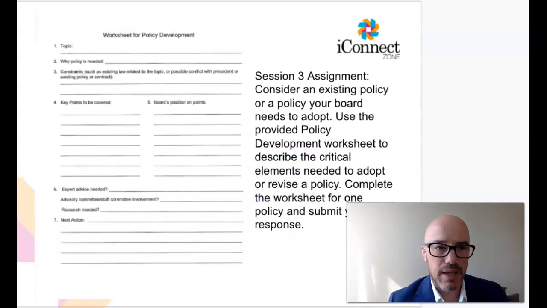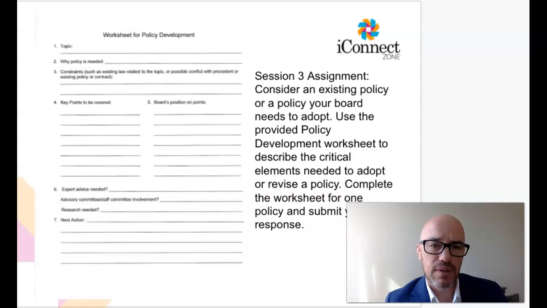So this session really has covered a lot of information about policy development and about waivers and about committee work. Today's assignments include two things. First and foremost, we want to make sure that you understand how to develop policy. So we've created a worksheet for you to consider. Take a look at either an existing policy that your board operates from, or if there is a need for a new policy, consider that policy as well.